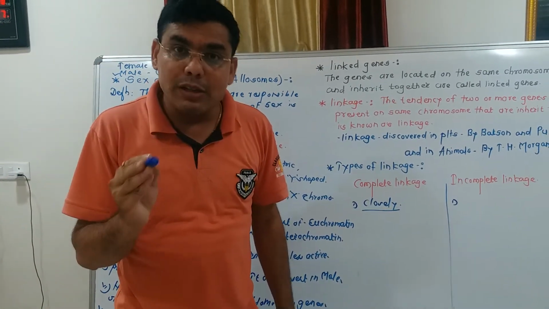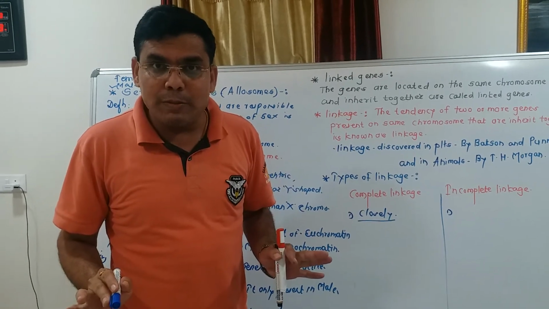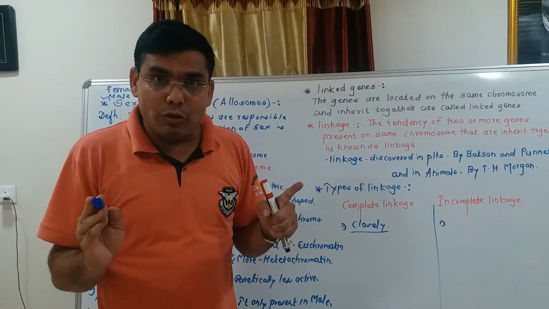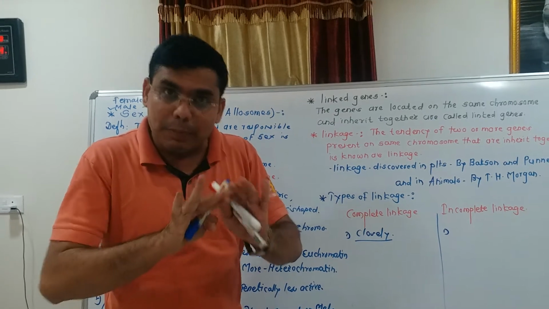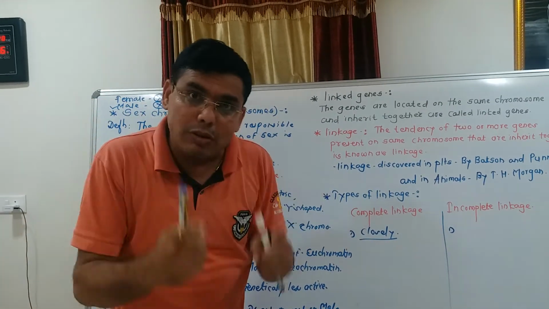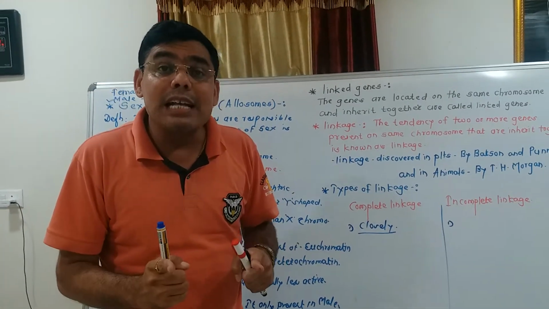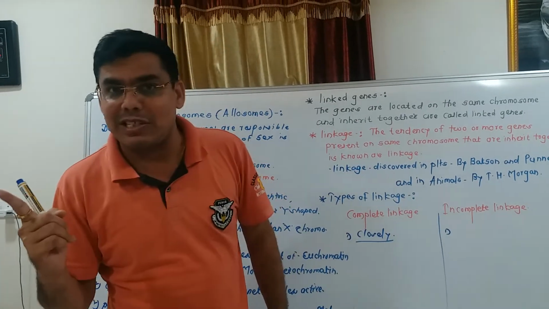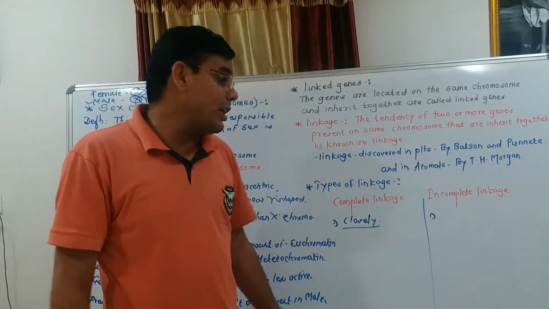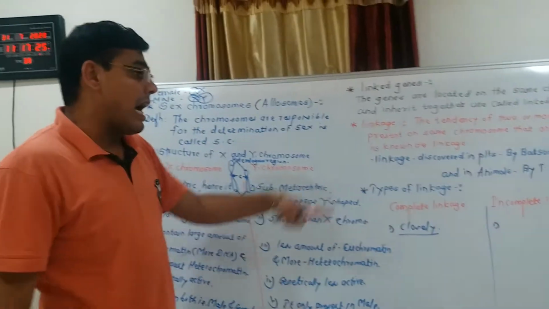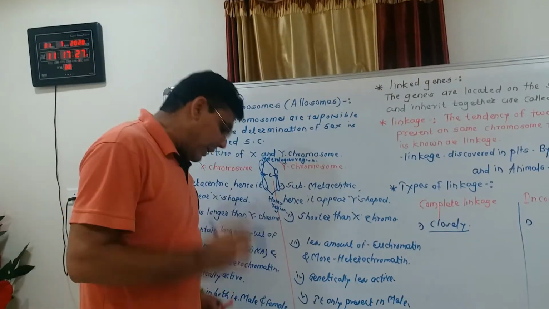I again repeat the definition of incomplete linked genes and incomplete linkage. The linked genes are widely located on chromosomes. They are separate from each other. They show crossing over, and they are called incomplete linked genes. The phenomenon of inheritance of incomplete linked genes is called incomplete linkage.